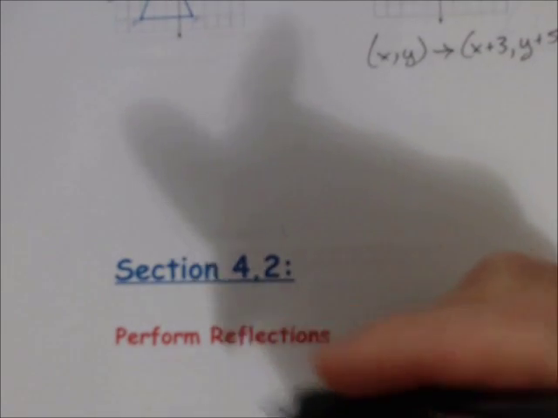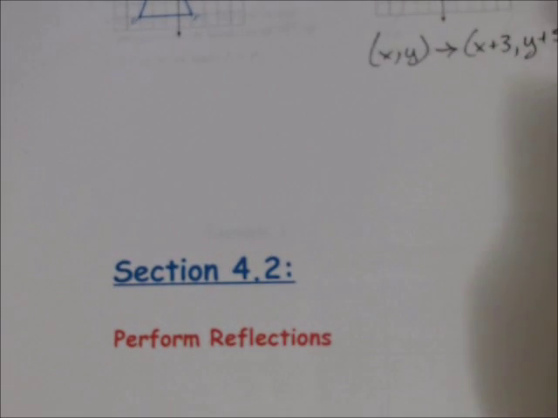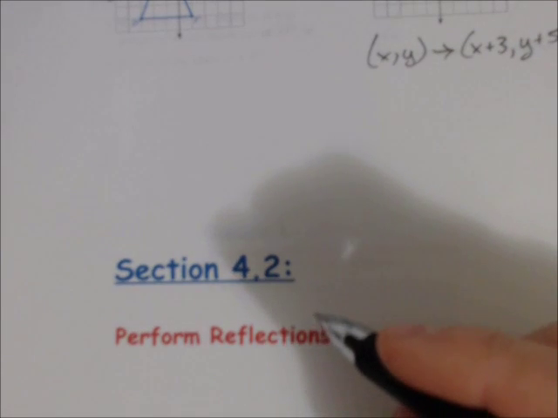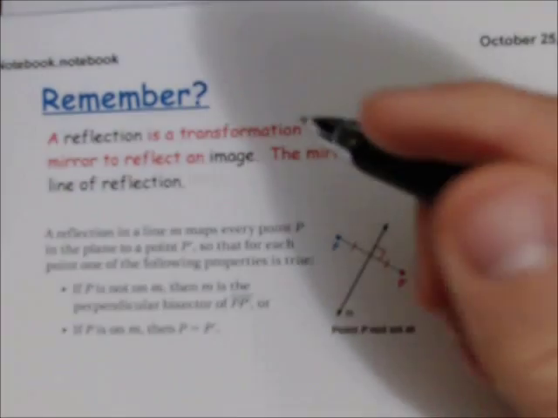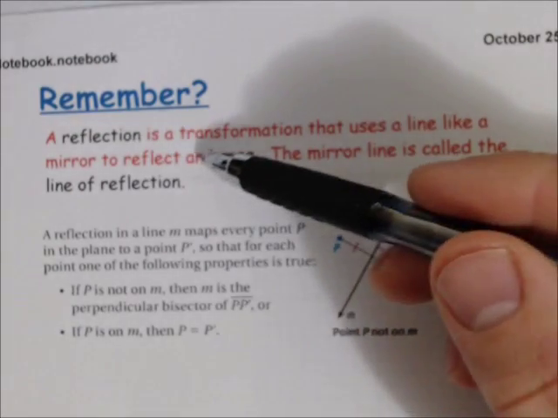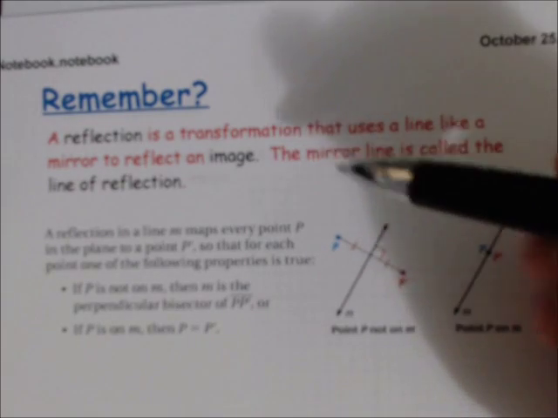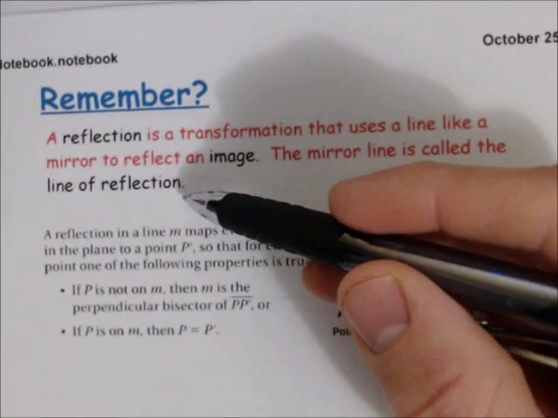Now let's move on. So 4.2, we're talking about performing reflections. When we're performing reflections, we're going to see a lot of symmetry. What I'm going to talk about is a mirrored image. If we take a look at the next page here, you are going to have to fill out some notes. It says, a reflection is a transformation that uses a line like a mirror to reflect an image. So we're reflecting about that line. That mirror line is called the line of reflection.